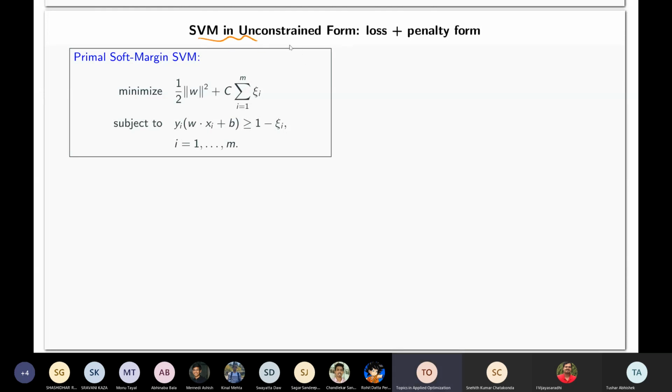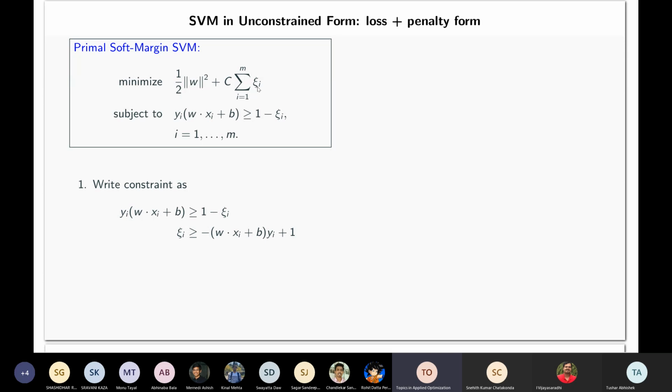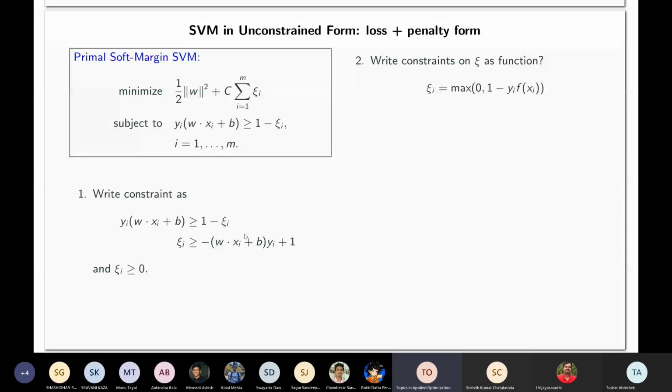So let us go back to the SVM in unconstrained form. Can we put the SVM in unconstrained form? The goal here is, can we remove this constraint somehow? We can write the constraint as follows and solve for the ξi. So ξi has a lower bound like this, and ξi is also greater than or equal to 0.